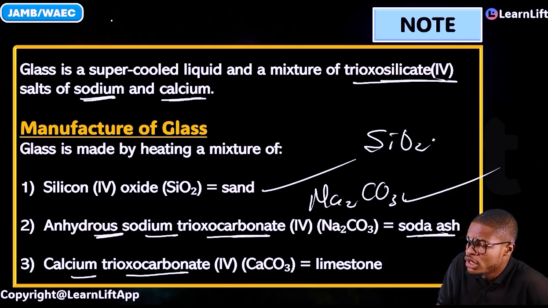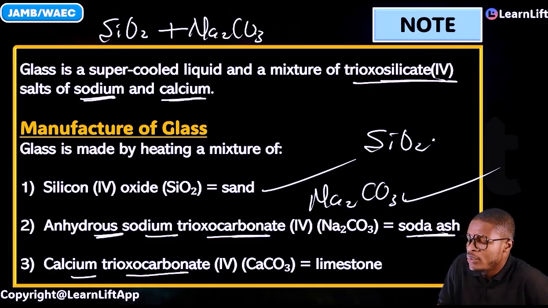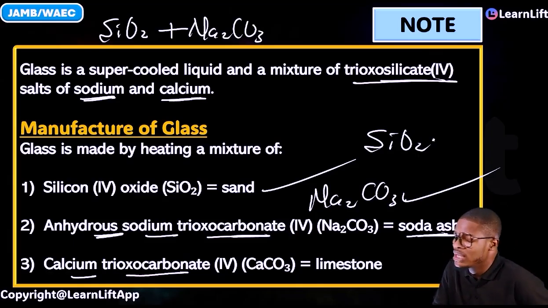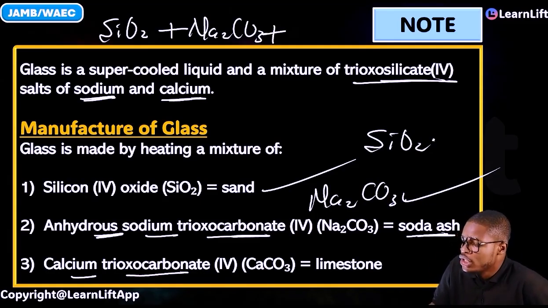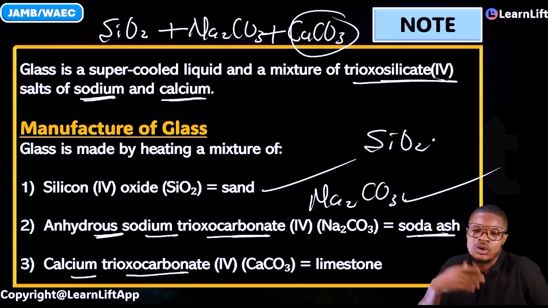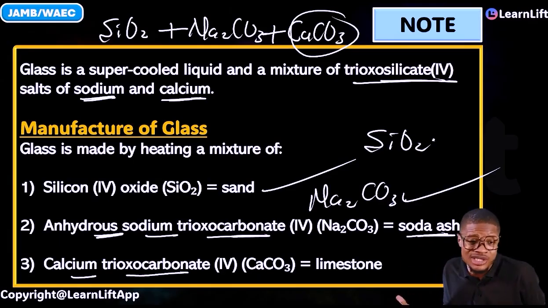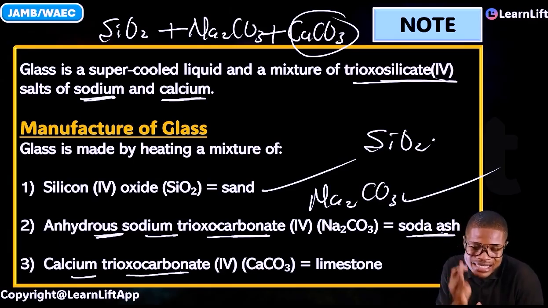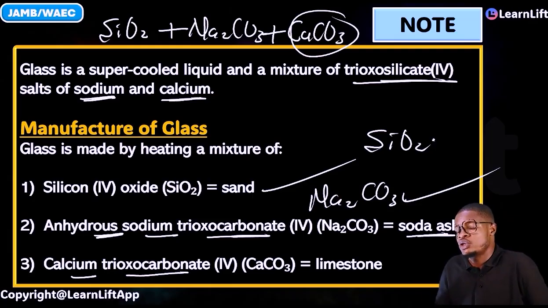Number one is your silica, or the one you call your silicate, SiO2, plus your Na2CO3, the one we call your soda ash, or you call it your sodium trioxocarbonate(IV), but the anhydrous form of it, plus what do you need? Your calcium trioxocarbonate(IV), CaCO3, the one you call your limestone, or your marble, or your chalk, or your aragonite, or your eggshell. That's the formula, CaCO3. So you need these three major things in the production of your glass.